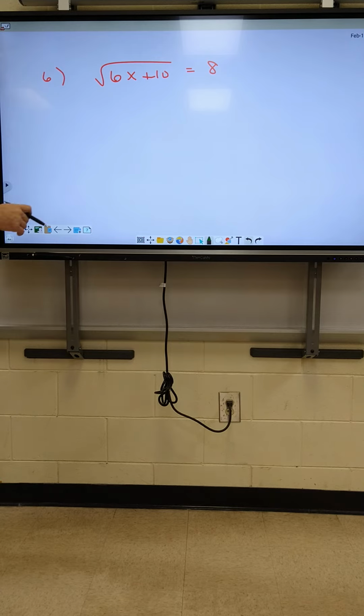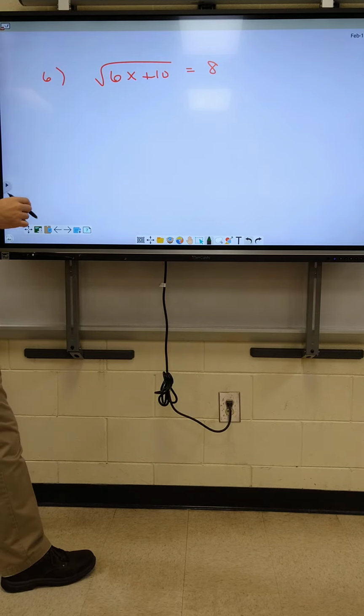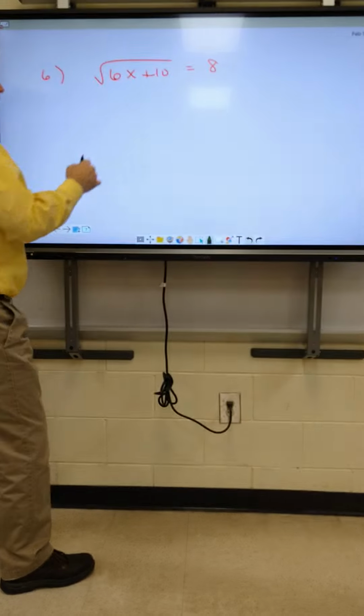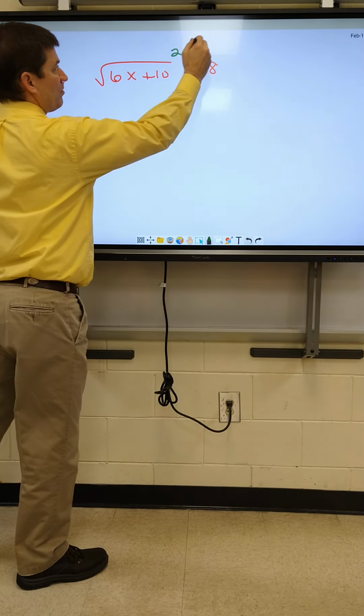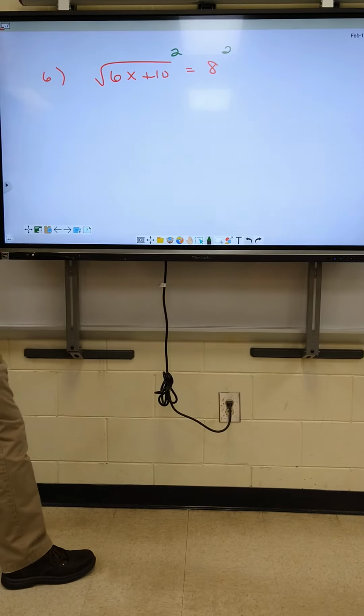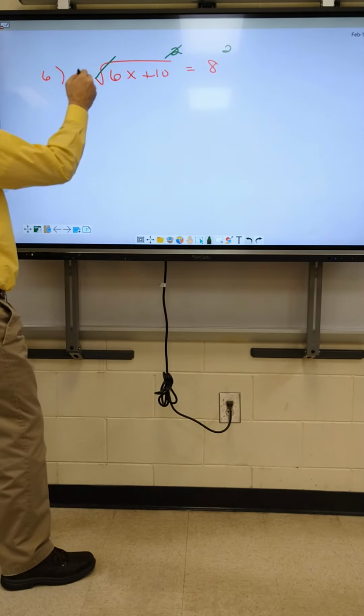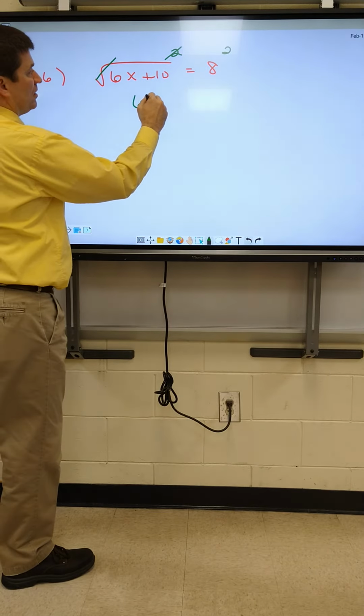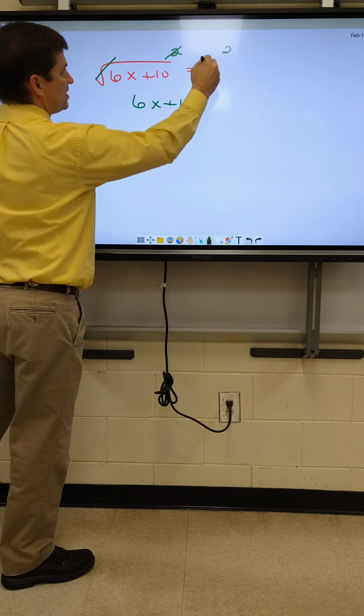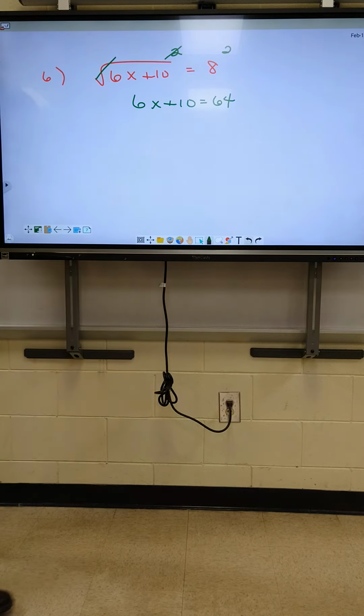These are really easy. Everybody look at number 6. We got to make the square root symbol cancel out, so we got to square both sides. Because if you square the left side, it cancels out the square root. Y'all bring down 6x plus 10 equals 64. Solve it from there and you got it. So number 6 is really quick and really easy. Square both sides, gets rid of the square root, and then you can solve it.